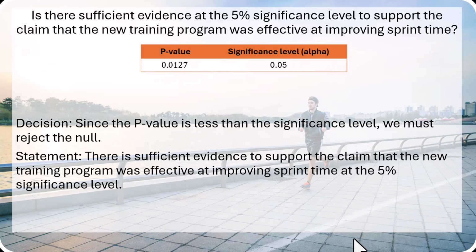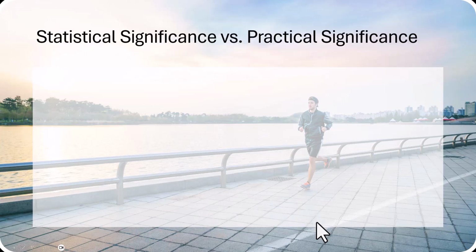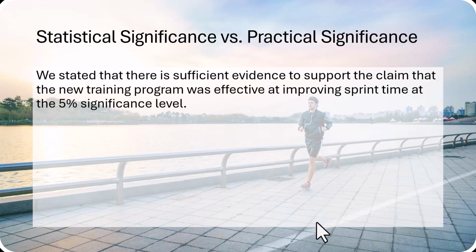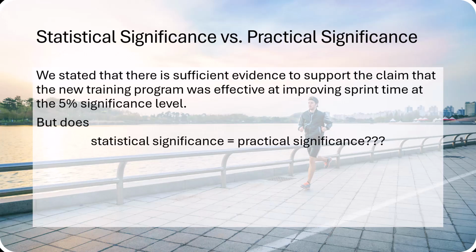Now, normally I would end the video here and you're free to click away. However, there's one more thing I'm going to talk about, and that's very simply the difference between statistical significance and practical significance. We know statistically that our data was significant, that we did improve training times. But is that the same as having a practical significance?